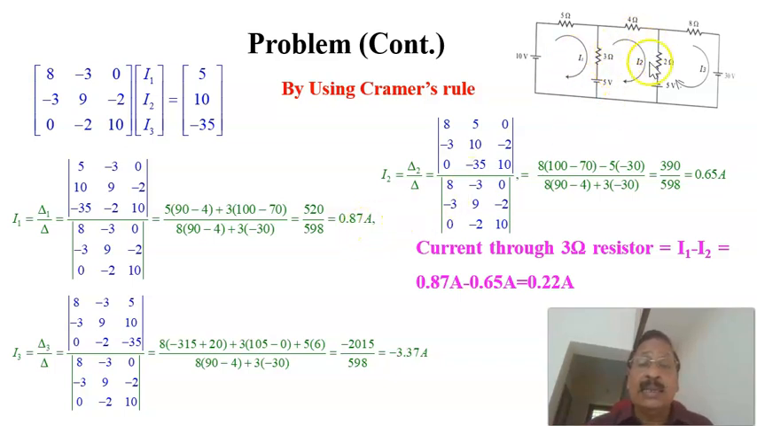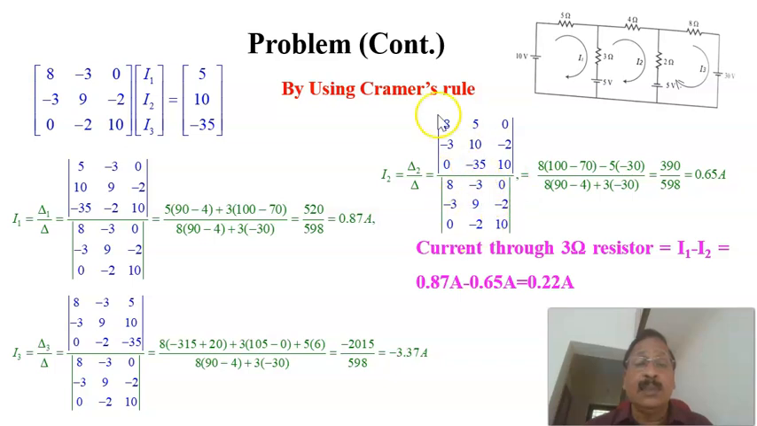Similarly, the second mesh current I2 can be found out. Delta 2 by delta. Delta is the same as we have already seen, the determinant of this resistance matrix. In the numerator, the second column is replaced by the voltage column. Therefore, the first column is the same, 8, minus 3, 0. The second column is the voltage column, that is 5, 10, minus 35. The third is the same, 0, minus 2, 10.